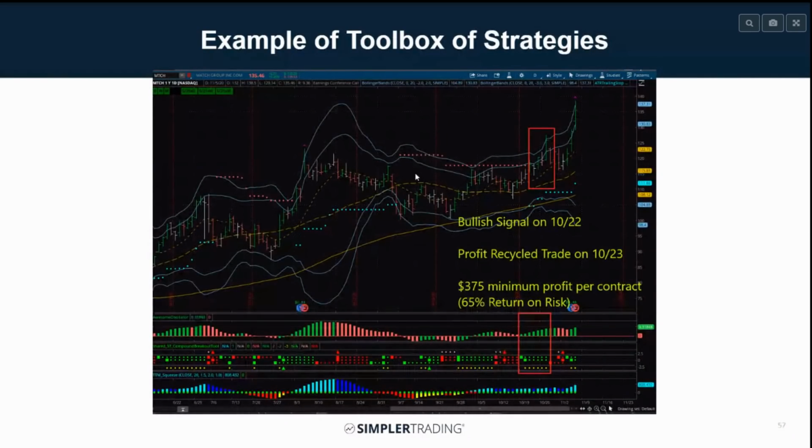A lot of these are more recent. So here's a bullish signal that printed on the 22nd. I profit recycled the trade the next day on the 23rd, and took a minimum $375 profit per contract, which was a 65% return on risk.